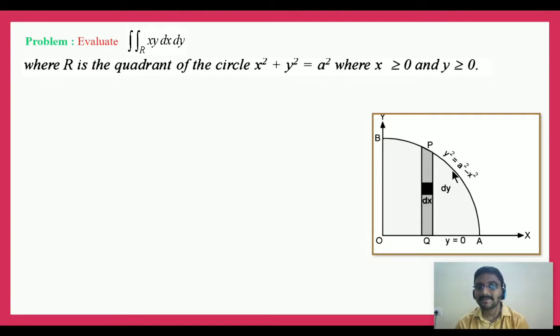Y limits must and should be in terms of x, because the strip is parallel to the y-axis. So y limits are obtained. Y limits are 0 to root of a square minus x square. And x limits: within the region, x limits are the origin and the point here, a, 0. So x varies from 0 to a. These are the x limits.